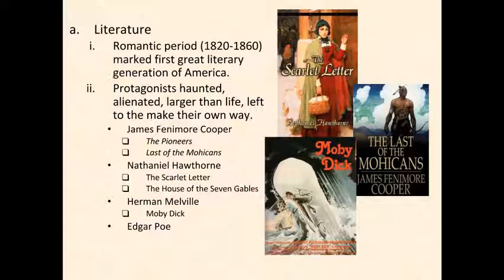So primarily with literature, we went through this period of Romanticism. This romantic period of U.S. literature lasted from 1820 to 1860. And this marked the first great literary generation of America.